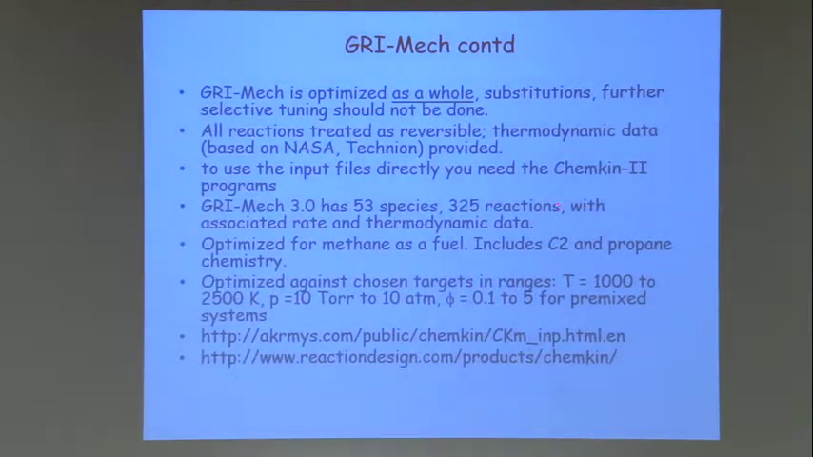Input files feed directly into ChemKin. GRI-Mech 3.0 is 53 species, 325 reactions. It's optimized for methane as a fuel, but it does include C2 and propane chemistry. It's optimized against chosen targets in the ranges T equals 1,000 to 2,500 K, pressure of 10 torr to 10 atmospheres, and this range of stoichiometries. And you can find information again down here.